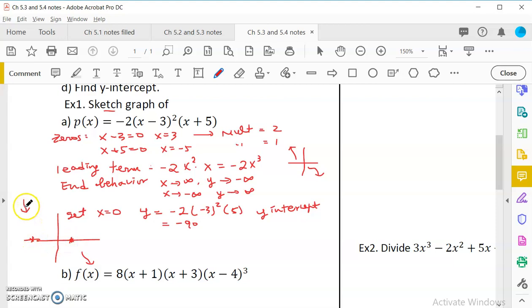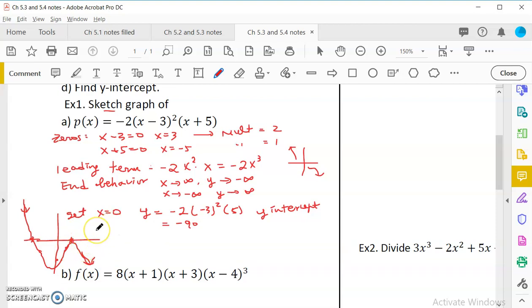So start from the left side, so go down. But this is negative 5. It's multiplicity of 1, so it has to go through it. After you go through it, it will go up, passing through negative 90, very far down, and then up. It will go up to x equals 3, and this would bounce back, right? So this would be tangent, turn.